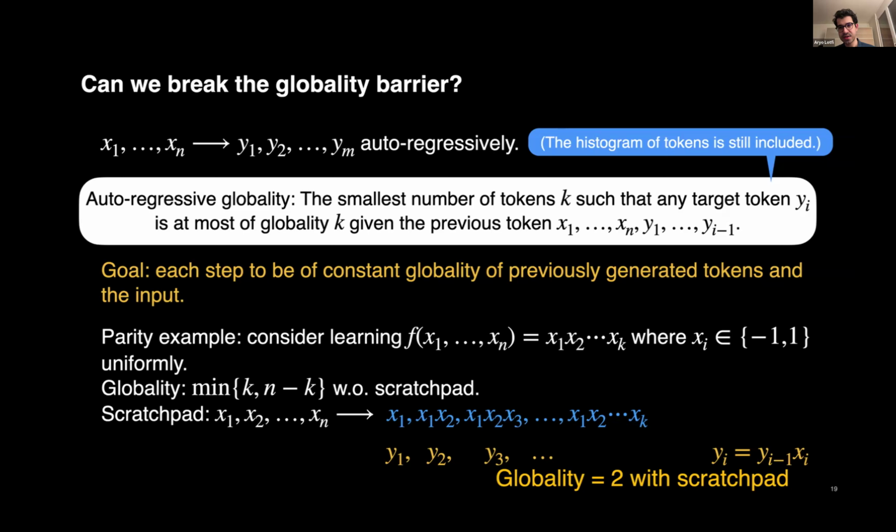And just to clarify, the scratchpad or chain of thought setting, which is quite common, is that during training we train with x1 to xn and also y1 to ym, all of that given to the model. But during inference, we only give the input x1 to xn to the model, and the model has to predict y1 to ym, all of it together in an autoregressive fashion. So this scratchpad idea for parity can break that globality of min of k and n minus k into just 2, which makes this task efficiently learnable.